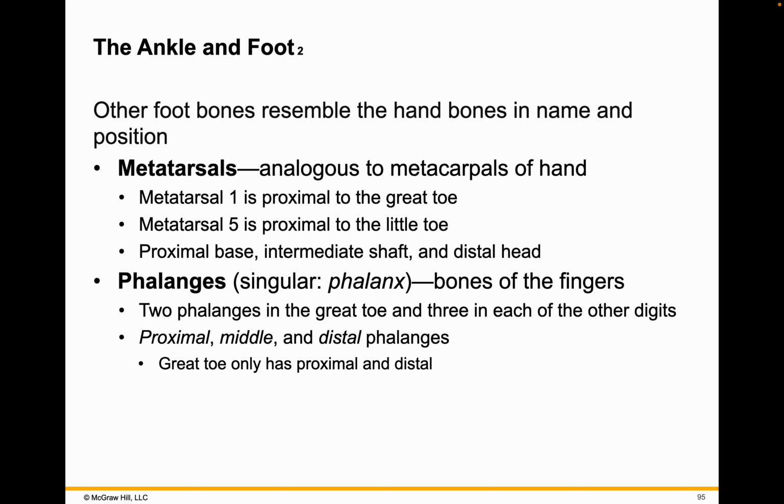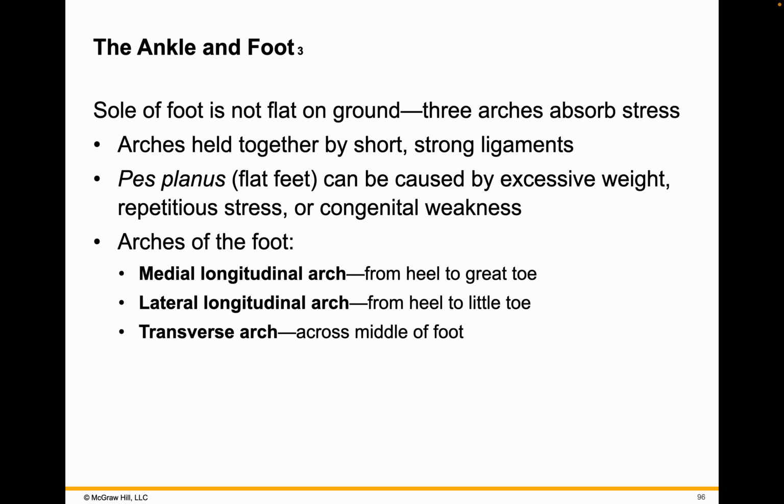The metatarsals are very similar to the metacarpals of the hand. Metatarsal 1 is proximal to the great toe, metatarsal 5 toward the little toe, and the phalanges are the same as the bones of the fingers. There are 2 for the great toe and 3 in the others. Again, proximal, middle, and distal in most of the toes. The great toe, like the thumb, has proximal and distal only.